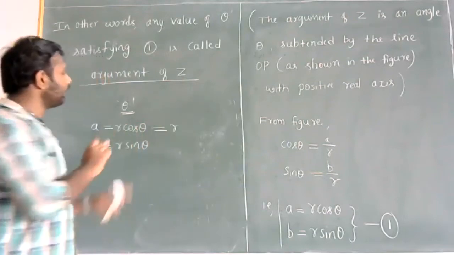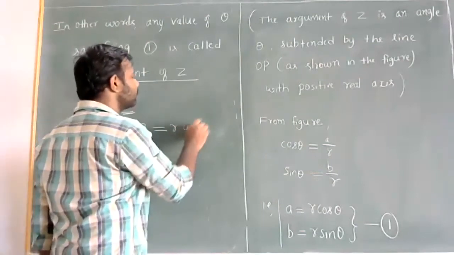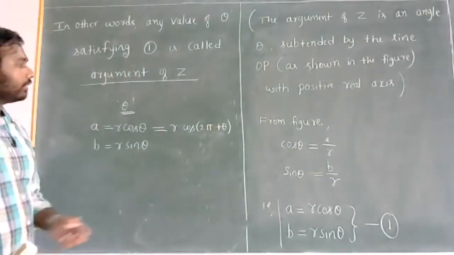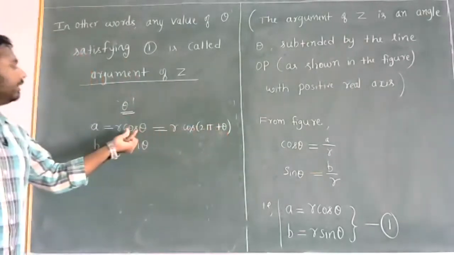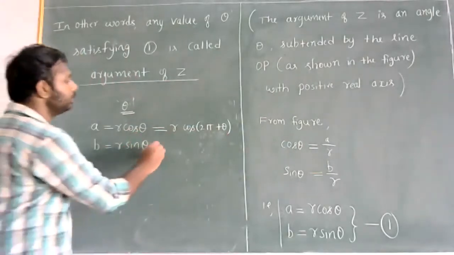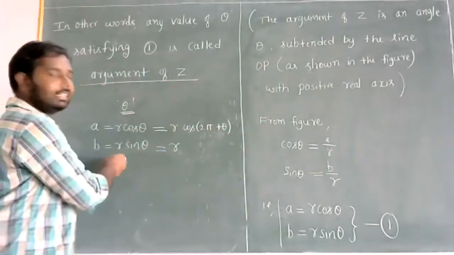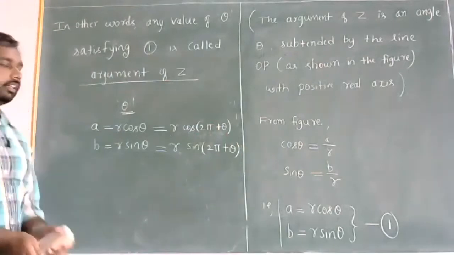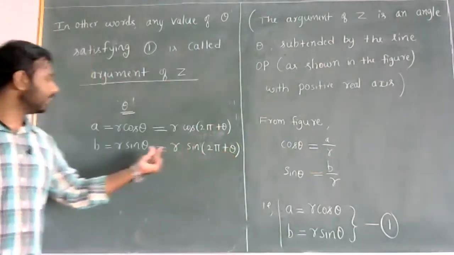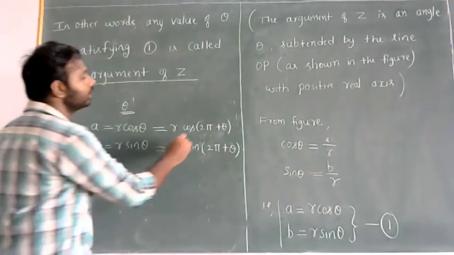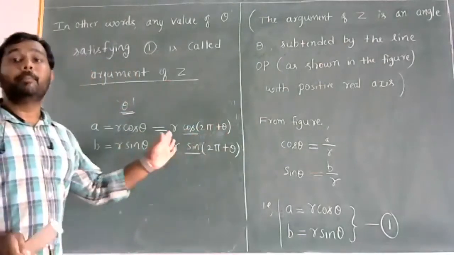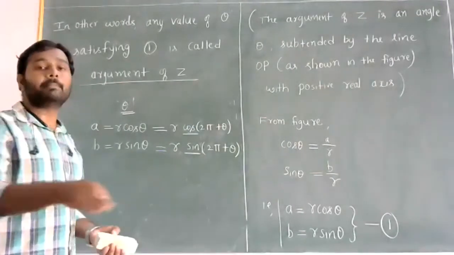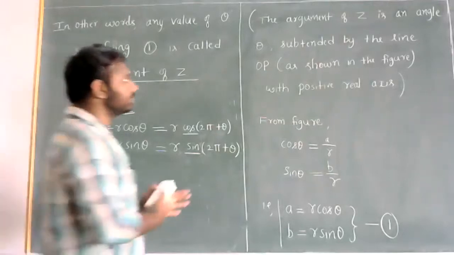Now I'll rewrite cos theta as cos of 2 pi plus theta. You know that cos of 2 pi plus theta is again cos theta. And similarly, R into, I'll replace sin theta by sin of 2 pi plus theta. We know that sin of 2 pi plus theta is again sin theta. This is because cos and sin are periodic functions. That means they will take repeated values in some pattern after definite intervals.